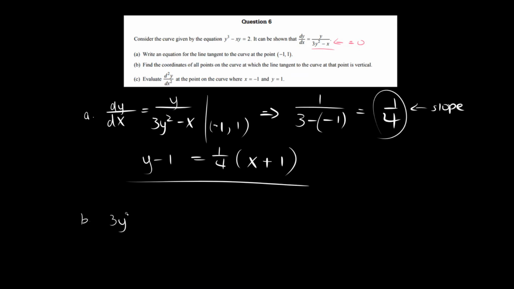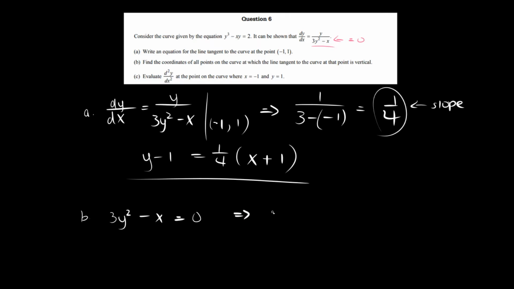So 3y squared minus x should equal 0. We can rewrite this equation as positive x equals 3y squared. Now this expression models when the tangent line is vertical, and this expression models the relationship of the curve. So to find when the line tangent to the curve at that point is vertical, you would find the intersection of these two lines. That is, you would have to solve a system of equations with these two equations. So we can use substitution by substituting in this x for this x.